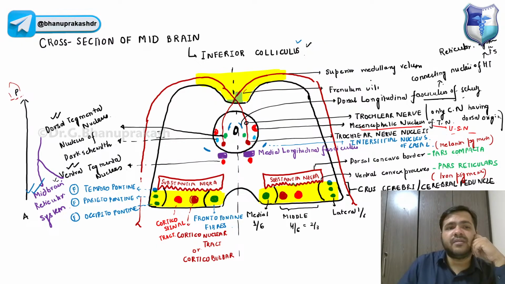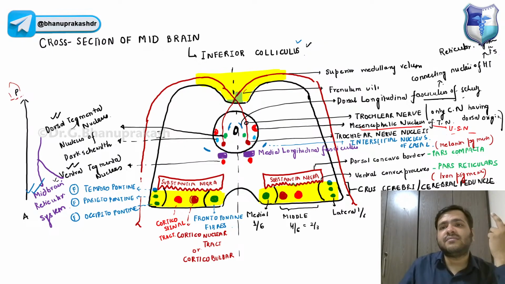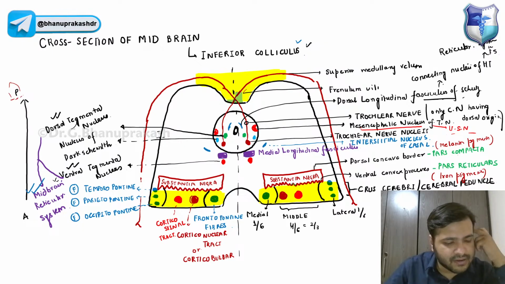रेटिकुलर सिस्टम किससे बन रहा है मिड ब्रेन में? That is dorsal tegmental, ventral tegmental, even the interstitial nucleus of Cajal will also participate in this, right? Now guys, that is something that we have already discussed.